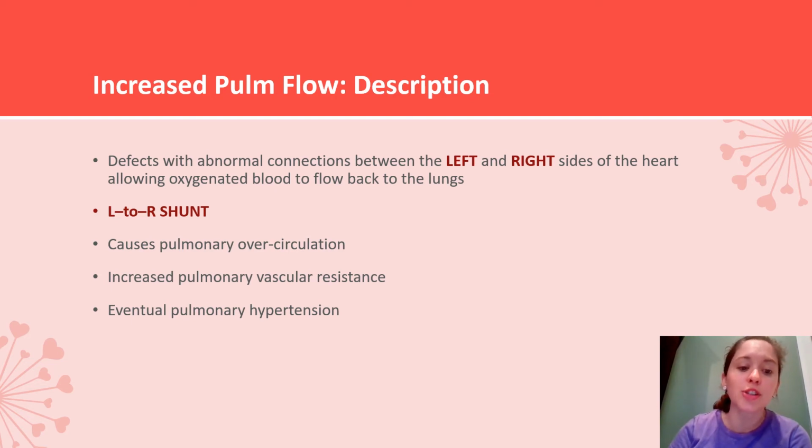And because there is so much more blood flowing back into the lungs, this causes way more work on the lungs, way more fluid on the lungs, leading to overcirculation of the pulmonary system, increasing resistance, and increasing the pressure in the lungs, leading to pulmonary hypertension.